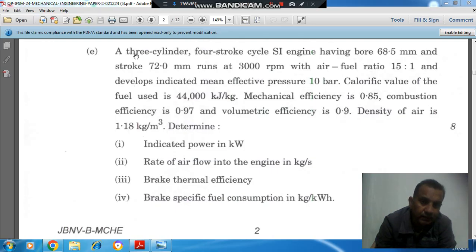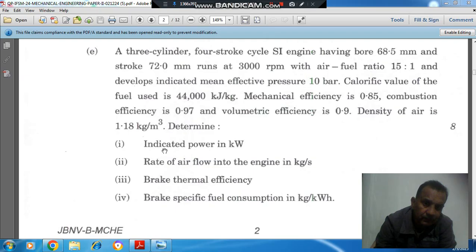Question number 1: A 3-cylinder 4-stroke cycle SI engine having bore 68.5 mm and stroke 72.0 mm runs at 3000 rpm with air fuel ratio 15:1 and indicated mean effective pressure 10 bar. Calorific value of fuel used is 44,000 kilojoules per kilogram. Mechanical efficiency is 0.85, combustion efficiency is 0.97, and volumetric efficiency is 0.9. Density of air is 1.18 kilogram per meter cube.